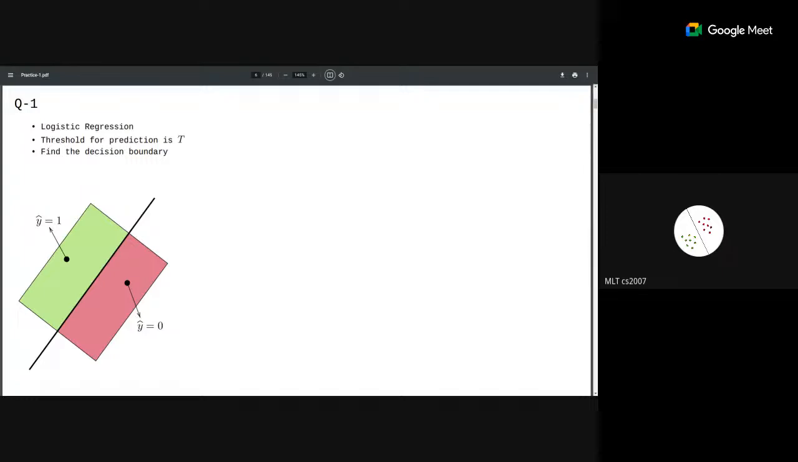Do you all agree? This side is the positive class and this side is the negative class. Okay, so what are these? Hi, sorry to interrupt. Is this convention always followed?